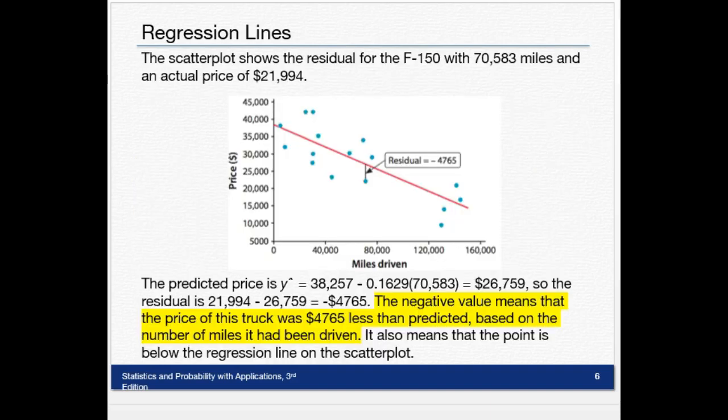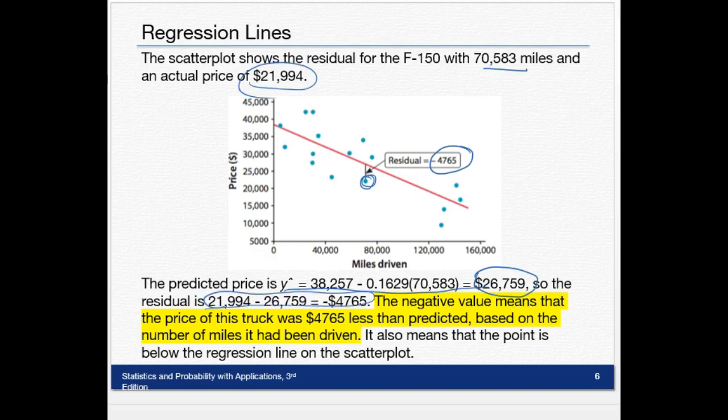So here's the scatter plot for the Ford F-150, and it shows the residual specifically for an F-150 with 70,583 miles, and the actual price, okay? So here's the actual price of $21,994. The residual is negative. Notice it's negative. What does that mean? That means the line is predicting it too high, okay? The predicted price, remember we plug it into the equation right here, gives us 26,759. Okay, that's the predicted, but we know the actual price was 21,994. So when we subtracted it right here, we get a negative number.